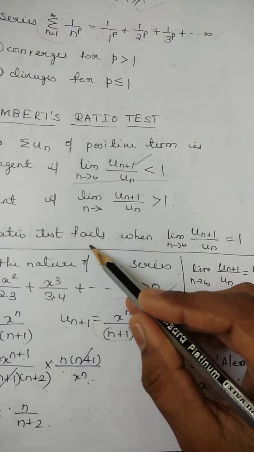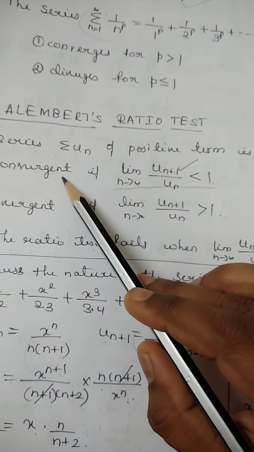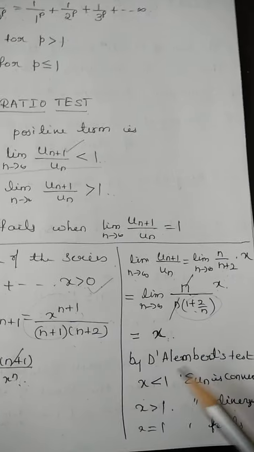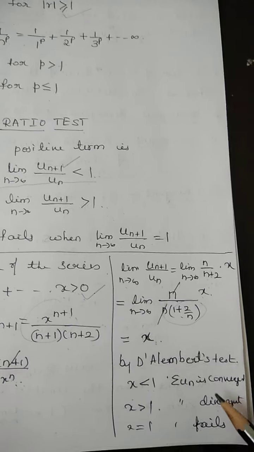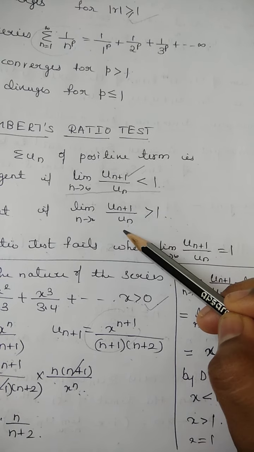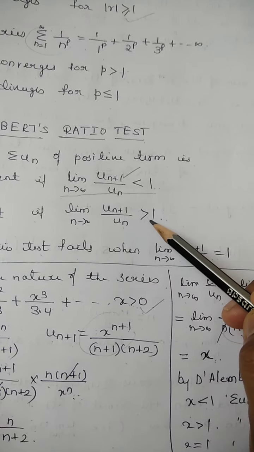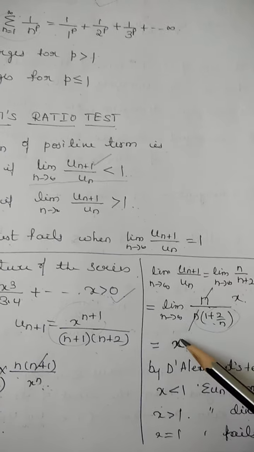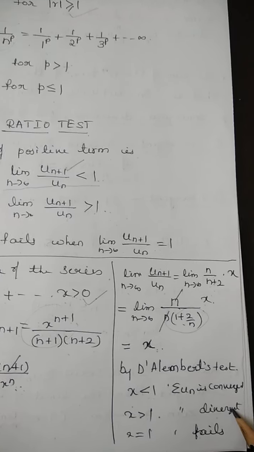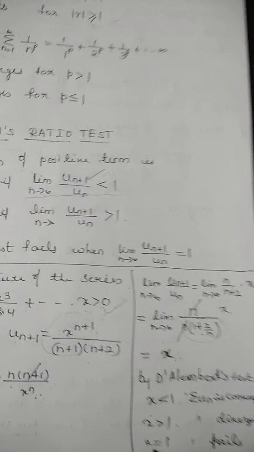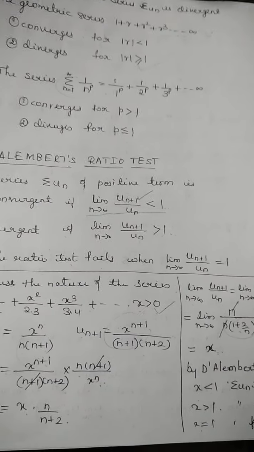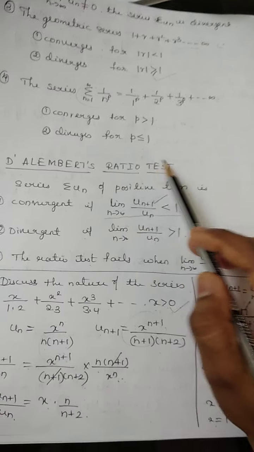Now depending upon x, we have to test whether the series is convergent, divergent, or the test fails. It is convergent when the limit of un plus 1 upon un as n tends to infinity is less than 1. It means when x is less than 1, the series is convergent. When the limit is greater than 1, meaning x is greater than 1, the series is divergent. When x equals 1, the test fails. So this is about D'Alembert's ratio test.